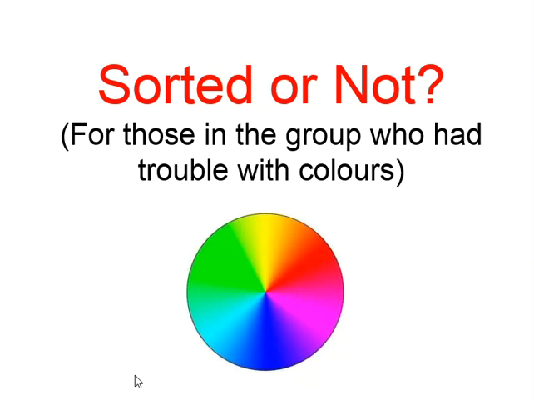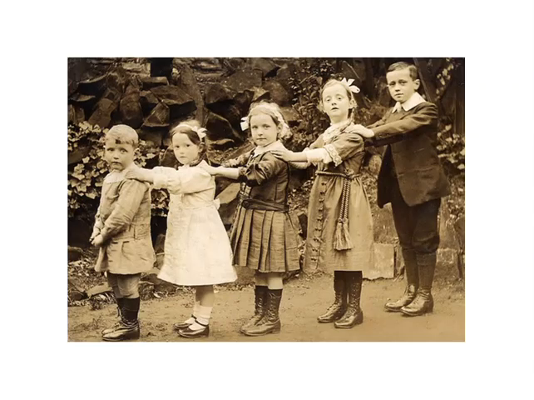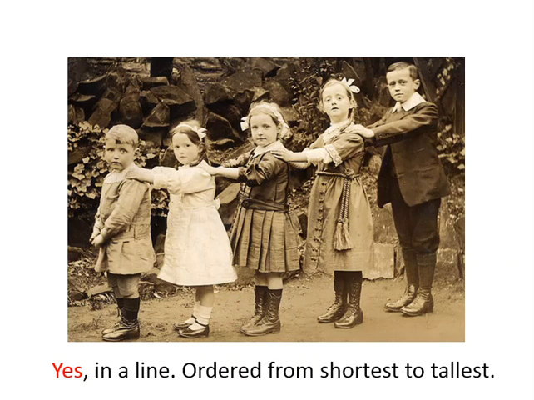Today we're going to learn our first sorting algorithm, selection sort. I'm going to start by showing what's sorted and what isn't. Alright, so this is sorted. It is in a line and they are ordered from shortest to tallest. We are always going to make them from least to greatest.